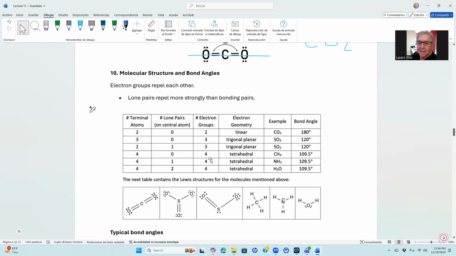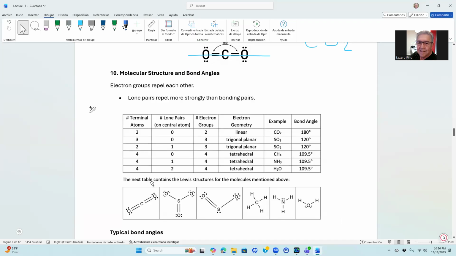In the case of carbon and hydrogen, methane in this case, is tetrahedral because you make 4 bonds and every bond is 109.5. In the case of ammonia, you have a lone pair, but it is also tetrahedral because it has 1, 2, 3, 4 pairs of electrons, and one pair is non-bonding. Then here we have water that is also tetrahedral.